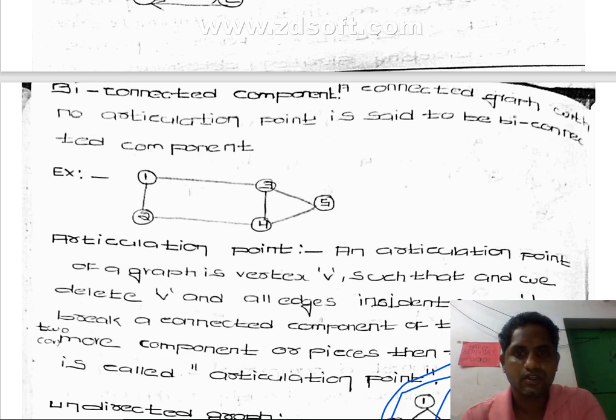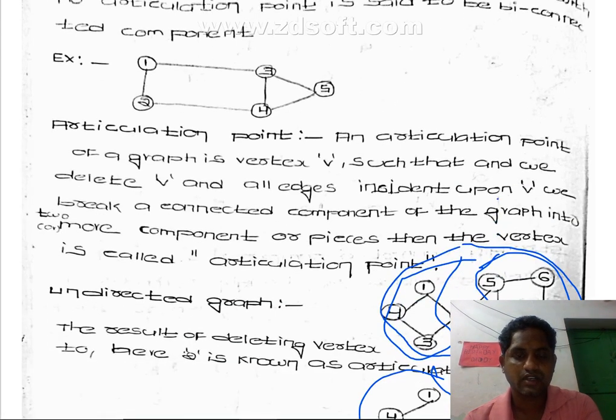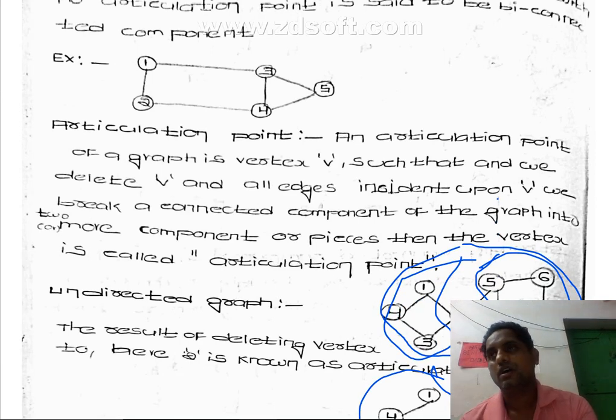Okay, so a connected graph with no articulation point is said to be a bi-connected component. So what is articulation? Whenever we delete any vertex, it will be divided into different parts, pieces, components. It's called an articulation point. Okay, that is the resulting relative vertex, called an articulation point.